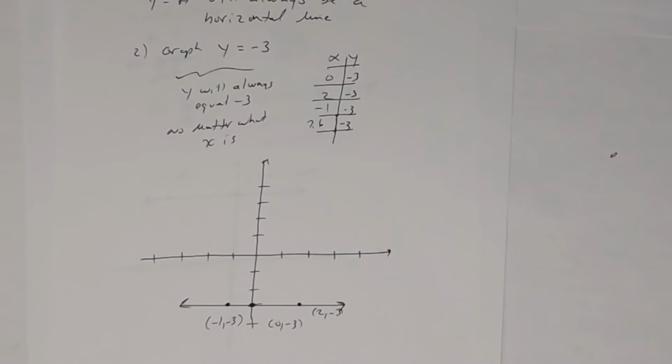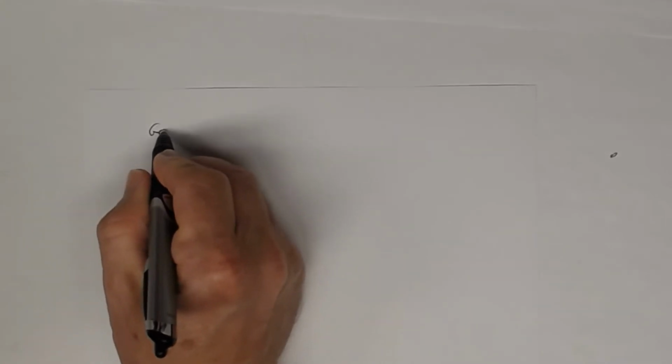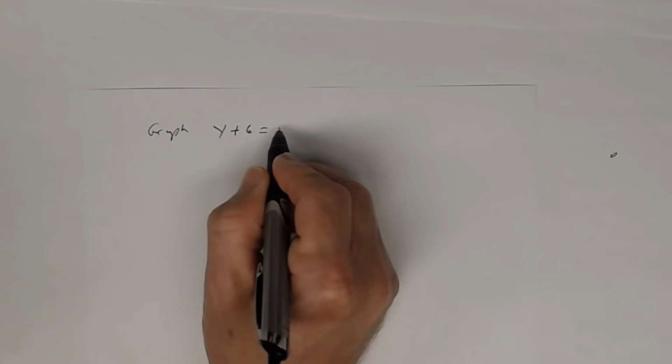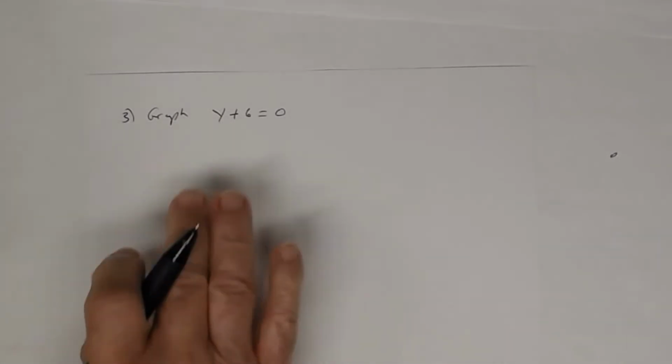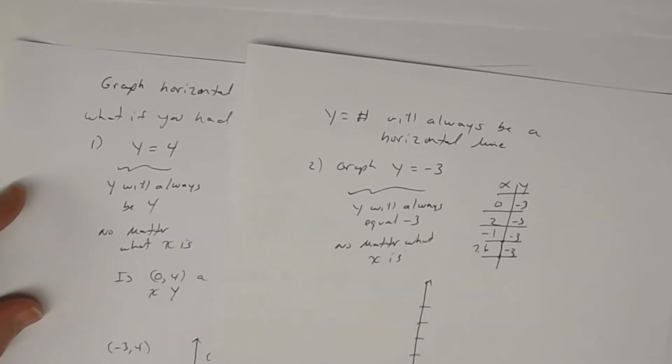This is going to be number 3. What if you had something that looked like number 3? So you want to graph y plus 6 equals 0. Y plus 6 equals 0. All right. So what is the difference between number 3 and numbers 1 and 2?